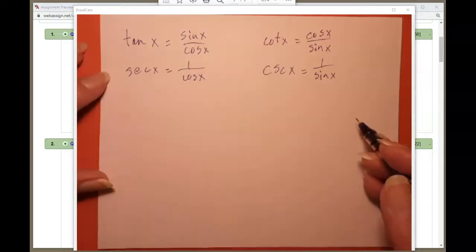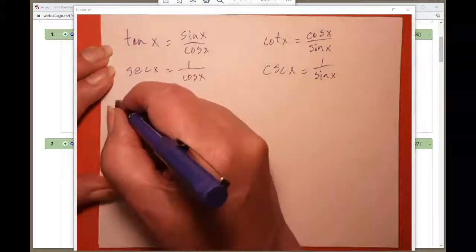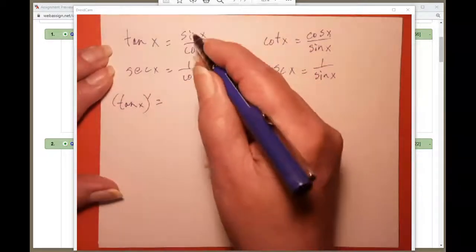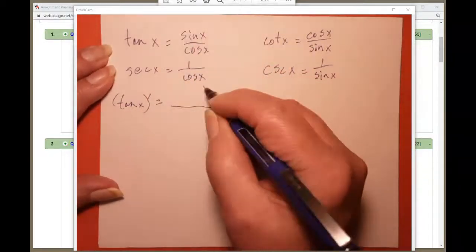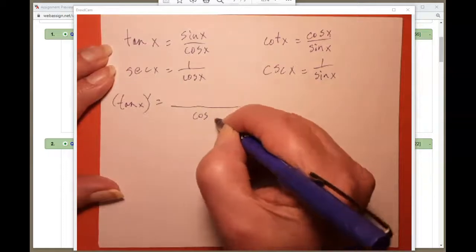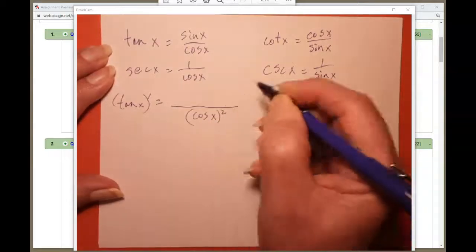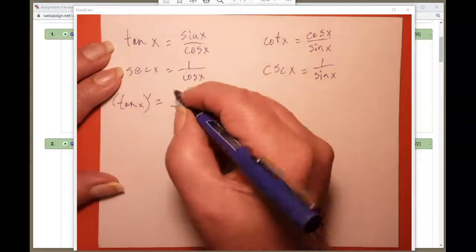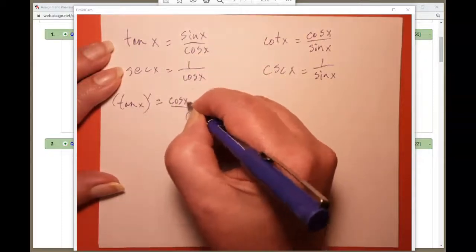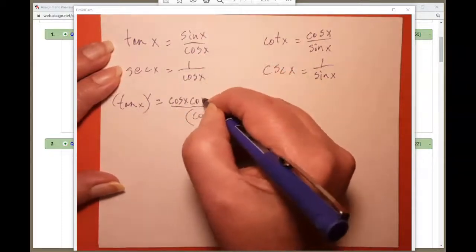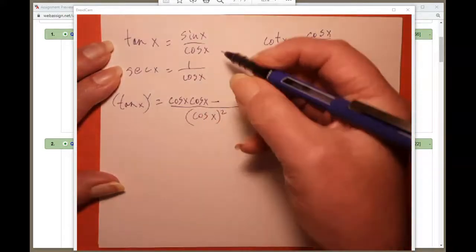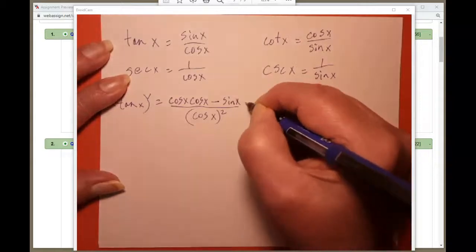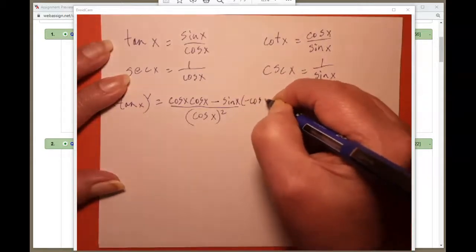So if we take the derivative here of the tangent, so I'm going to write it this way. The tangent of x, take the derivative. This is going to be sine over cosine, so it's going to be cosine squared on the bottom. On the top, we're going to have the numerator primed, which is the cosine of x, times the denominator, which is the cosine of x, minus the numerator, which is sine of x, times the derivative of the denominator, which is negative cosine of x.